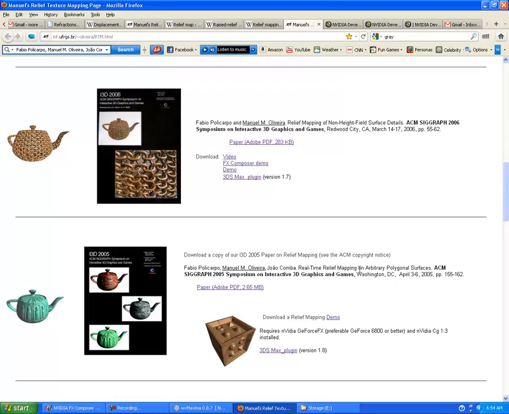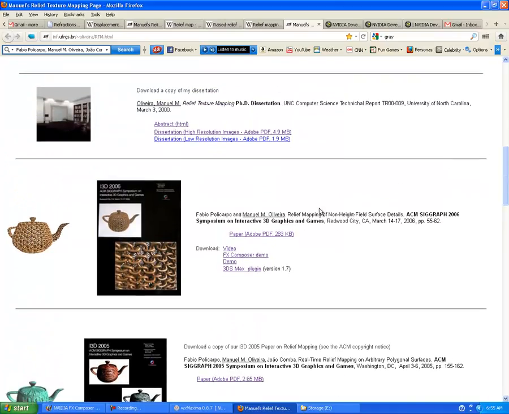Here it is, real-time relief mapping on arbitrary polygon surfaces. That one's really cool, and that's what we're using. That's what I'm showing off right now. But then they also went a step further and did another paper that, maybe at some point in time we might implement, relief mapping on non-height field surface details. And this thing is awesome.